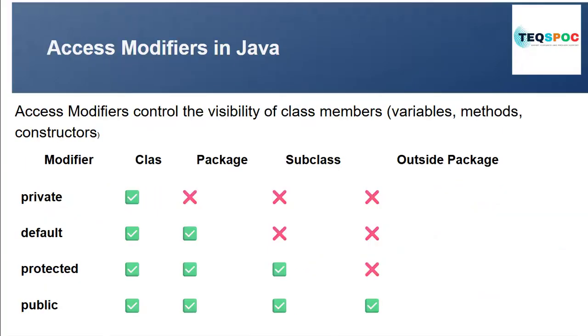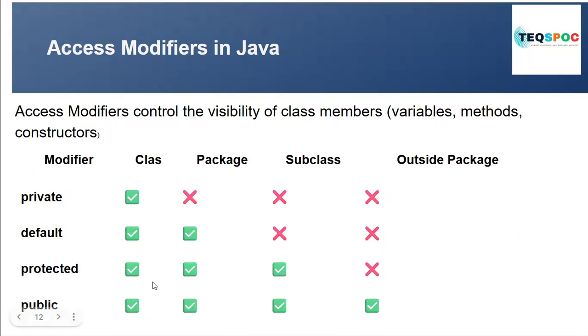Now, a class can be public or default, but cannot be private or protected. I have told you this. If the class is public, then it can be accessed from the same package and a different package also. If you make the class default, then it can be accessed only in the same package. The same scenario applies to the constructor also.